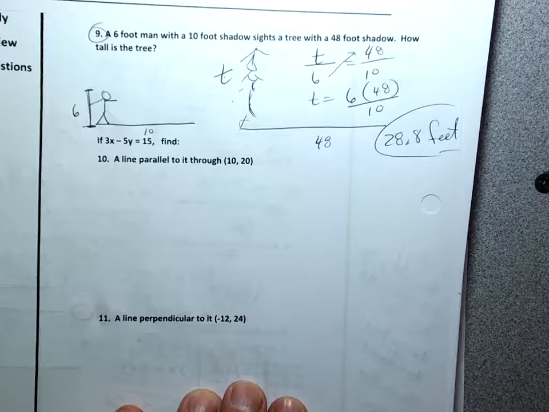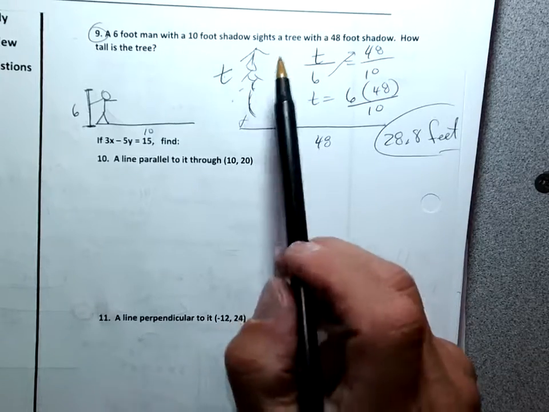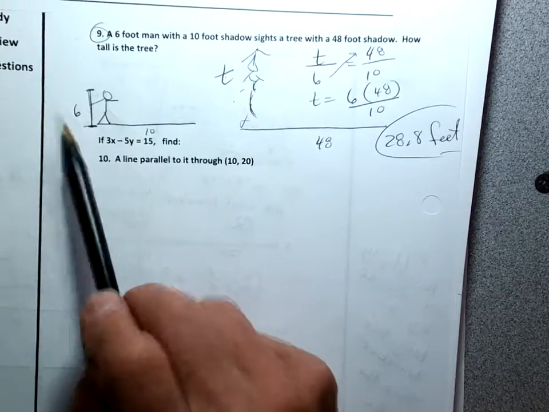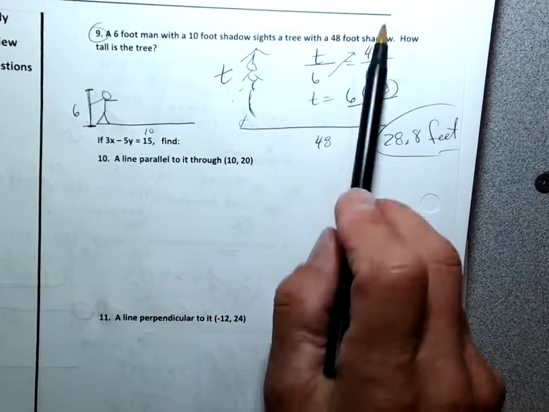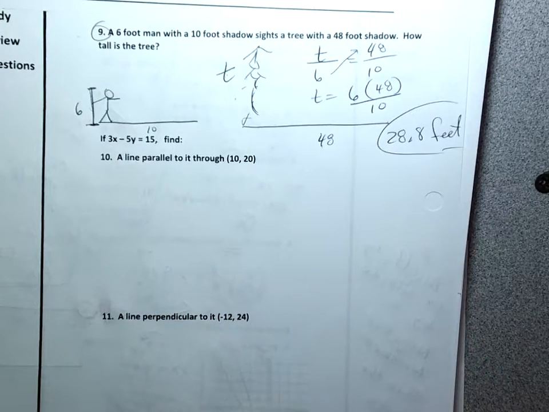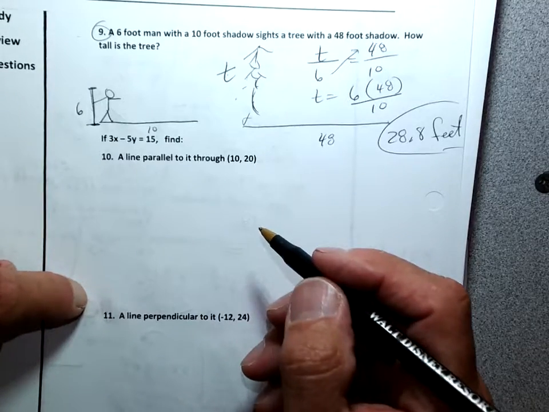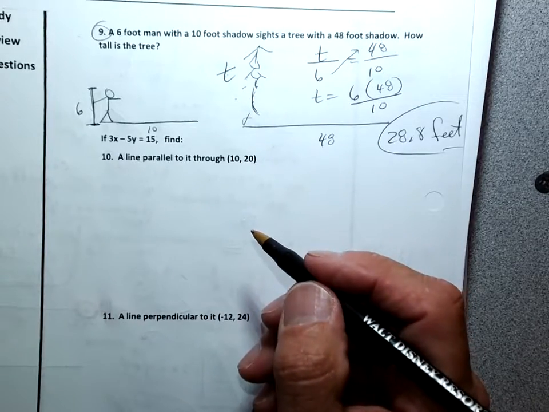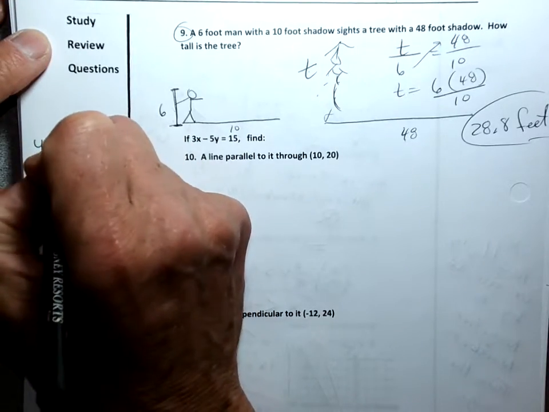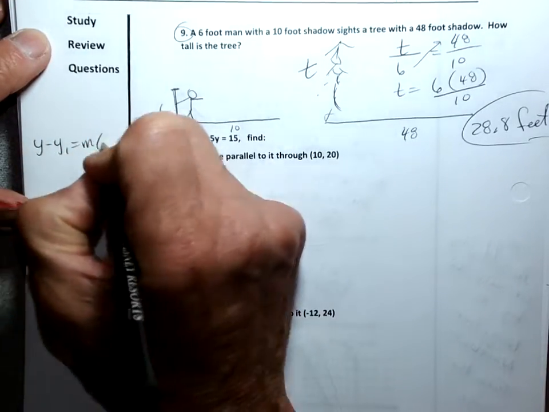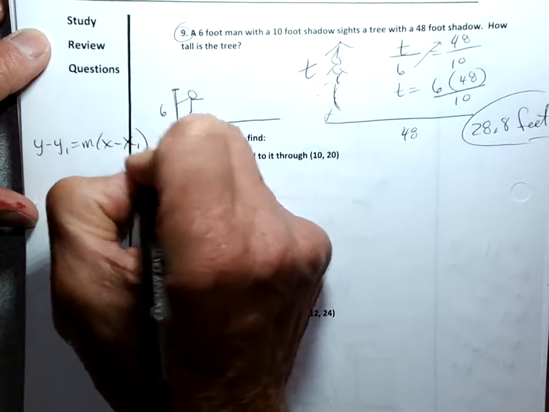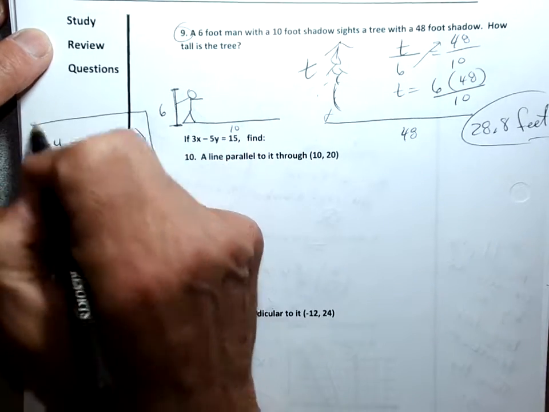Not bad. I just multiplied. I set up my ratio, tree to the man, shadow to shadow, and I cross multiplied, okay? All right, 10. So 10 and 11 is where kids mess up. But first of all, we need to know a couple of things. For sure, have this formula, y minus y1 equals m times x minus x1, okay? Got to know that. Equation of a line, right?